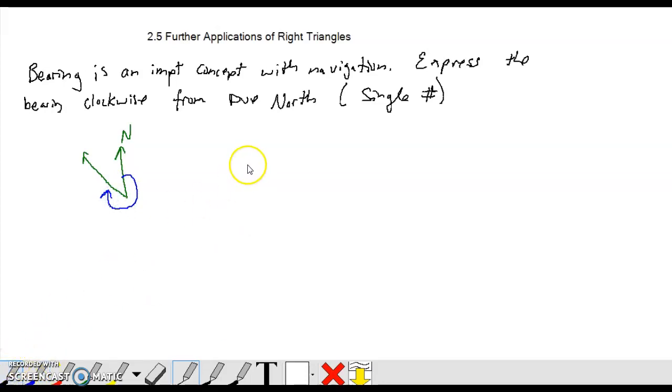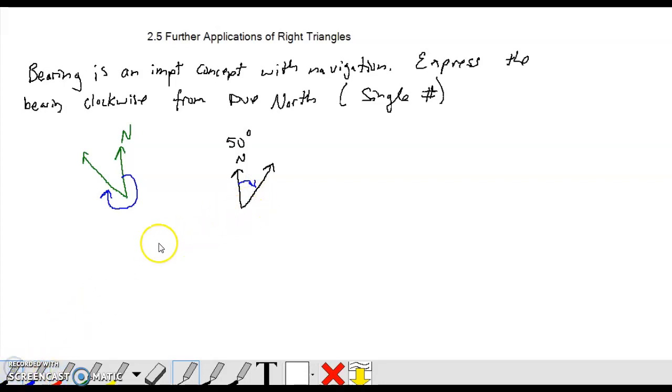So if I say draw the bearing of 50 degrees, let's think about what this means. Again, here's my north. Think of this as 0 degrees, which means that this would be your 90 degrees. So the bearing of 50 degrees would probably be somewhere right about there. And then we would draw the arrow pointing that direction.